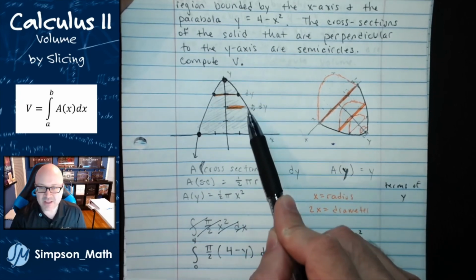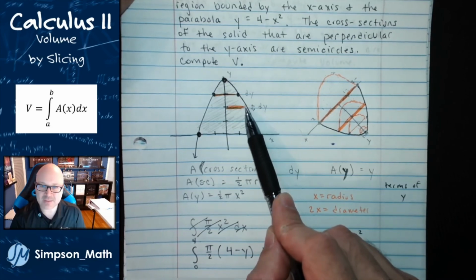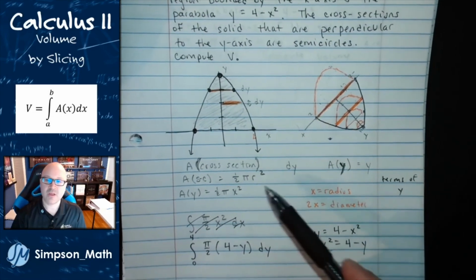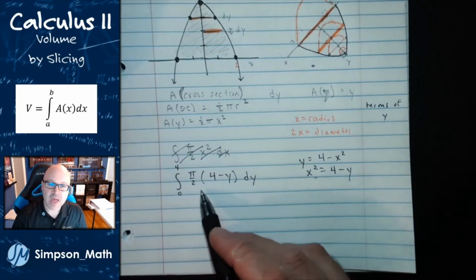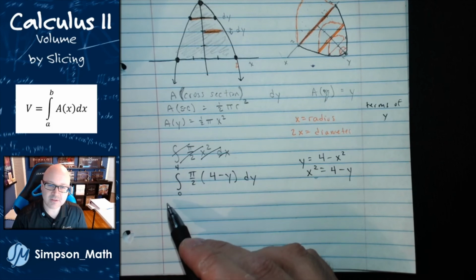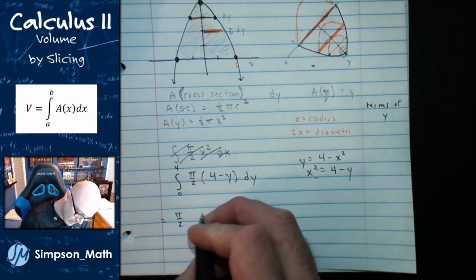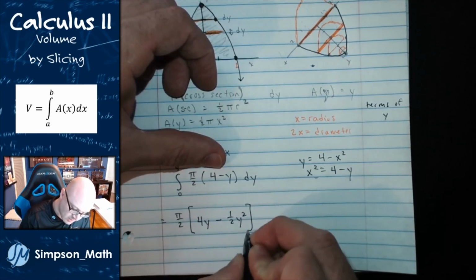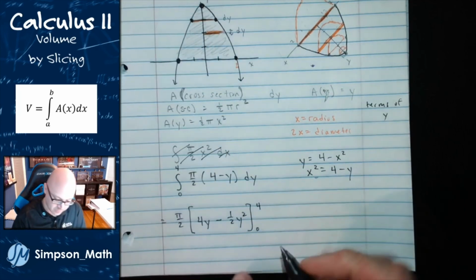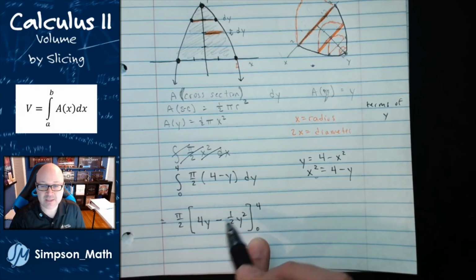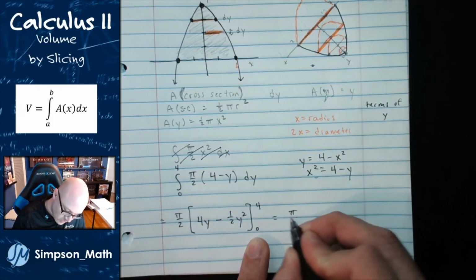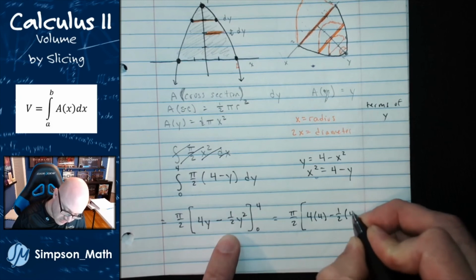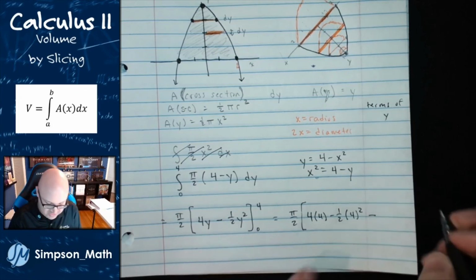So I just take this x value and I rewrite it in terms of y. And the way x and y are related on this parabola is like so. So I simply solve for x squared, replace it, now I integrate. I'm going to kick out the pi halves constant, deal with that later. Ready to integrate this thing. 4y minus 1/2 y squared. I still need to integrate this from 0 to 4. The 0 will be very nice. It's going to eliminate both of those things. So really I have pi halves times 4 times 4 minus 1/2 times 4 squared, minus a whole bunch of zeros.